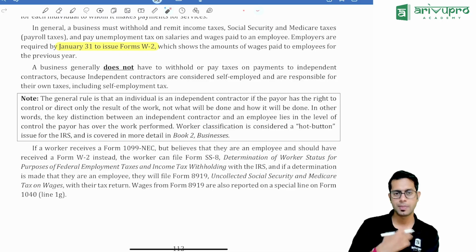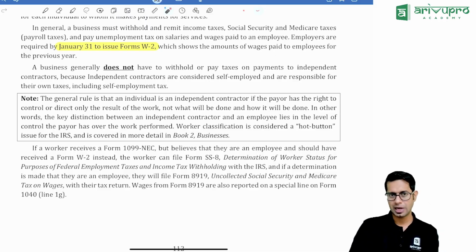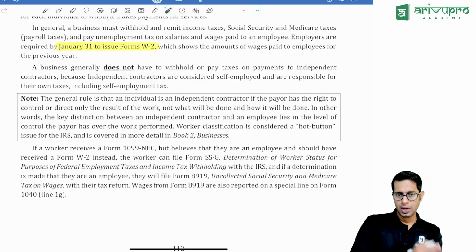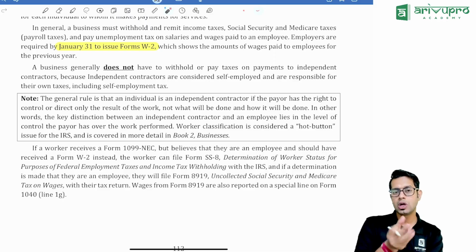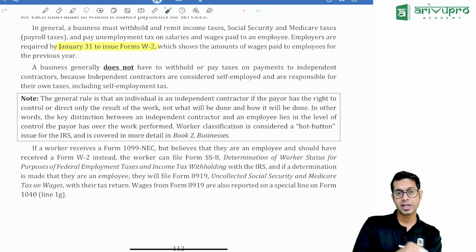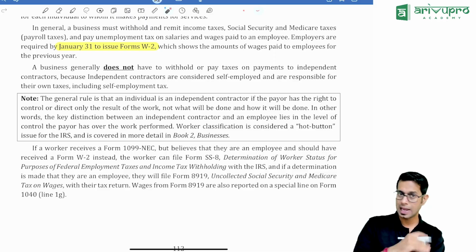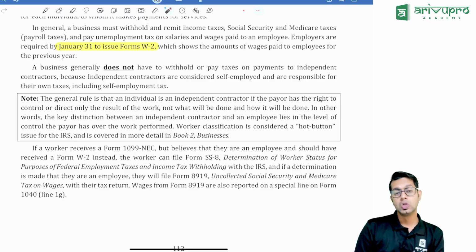Why is worker classification a hot button? Because, tell me, if you want to employ someone as your employee, or take someone for the same work as an independent contractor, what are you going to choose? Normally, if you are a business, you will see how much money is going out of your pocket. If I employ someone as an employee, I will have to pay him the salary. On top of that, I will have to contribute my share as social security and Medicare taxes, extra from my pocket. So many companies, whenever they appoint someone they actually want as an employee, will not call them an employee; they will enter into an independent contract with them and treat them as an independent contractor.